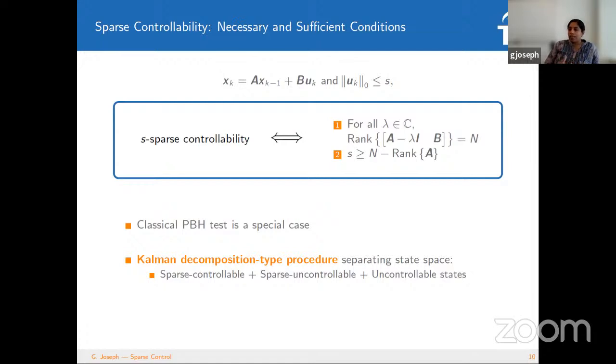In control theory, we have something called Kalman decomposition. In the conventional setting, Kalman decomposition will separate the state of the system into two parts: one part which is controllable and another part which is uncontrollable. Using this result, we can have something similar with three parts of the system space. The first part is the sparse controllable part, that is the part of the state which is controllable using sparse inputs. The second part is sparse uncontrollable, that means it is controllable but not using sparse inputs. And the final part is uncontrollable, that part is not controllable using any inputs. So this result automatically gives us a Kalman decomposition for decomposing your system state into three parts. I will not go into the details of how we do it, but you can check my papers, which I'll show at the end, to see how this is done.